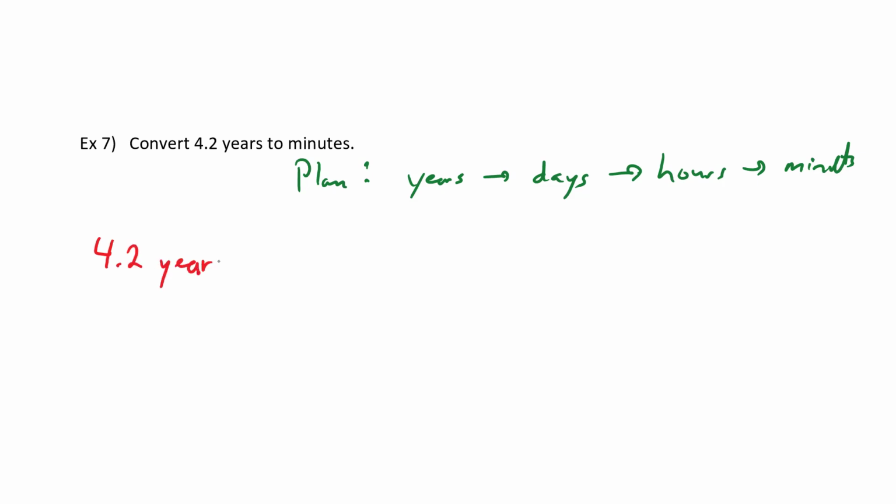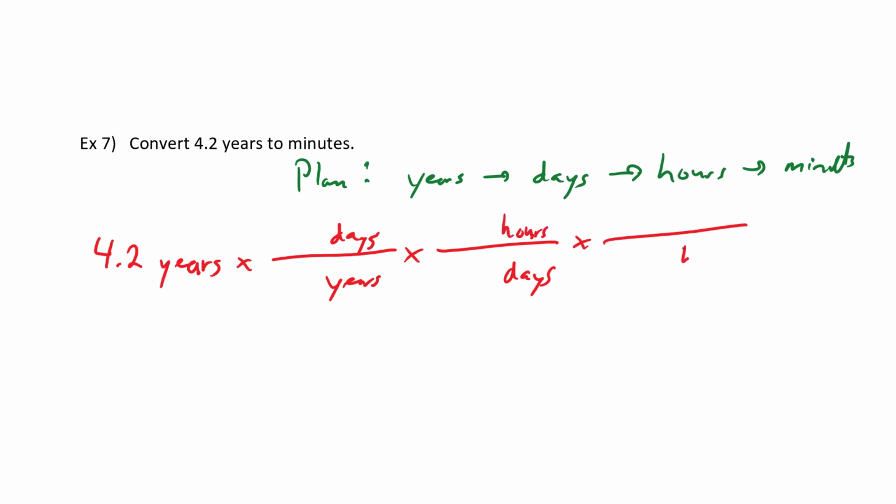4.2 years. I want to convert from years to days, and then from days to hours, and then from hours to minutes. 1 year, 365 days. 1 day, 24 hours. 1 hour, 60 minutes. Years cancel years, days cancel days, hours cancel hours. I'm left with minutes. 4.2 times 365 times 24 times 60.